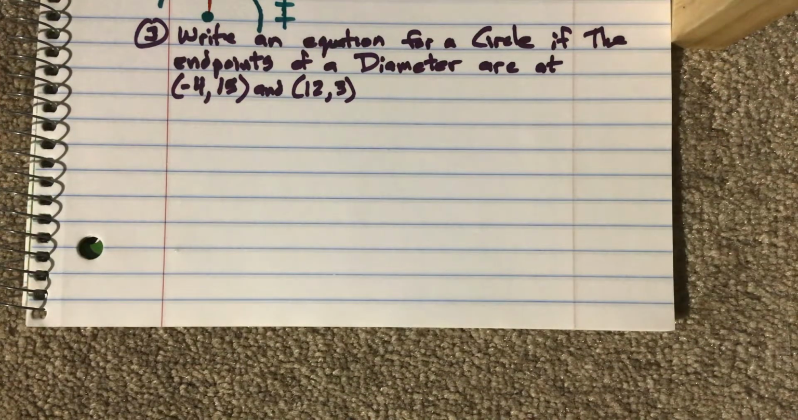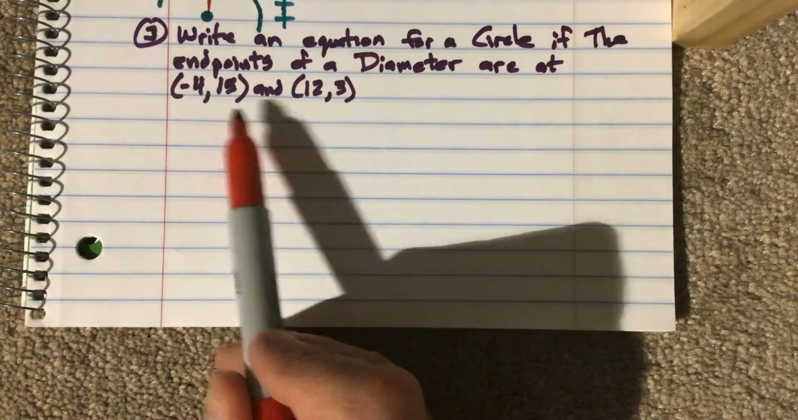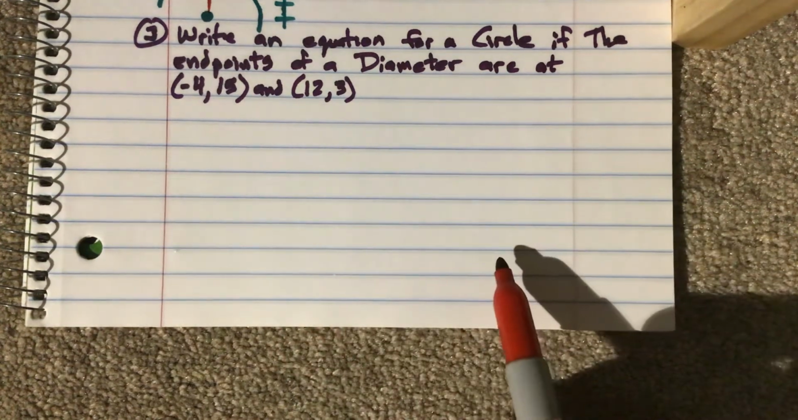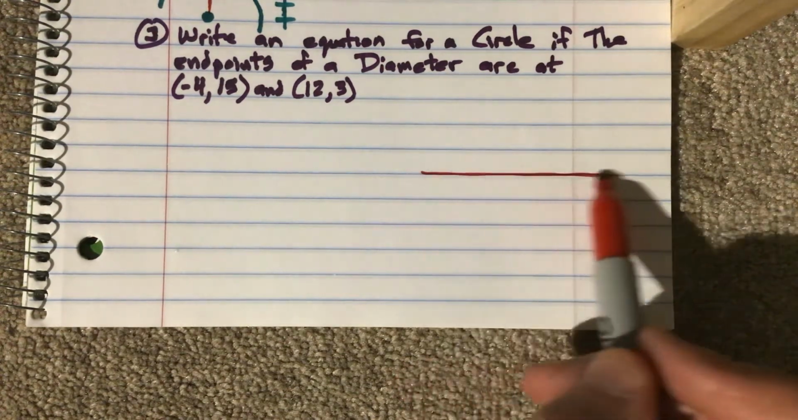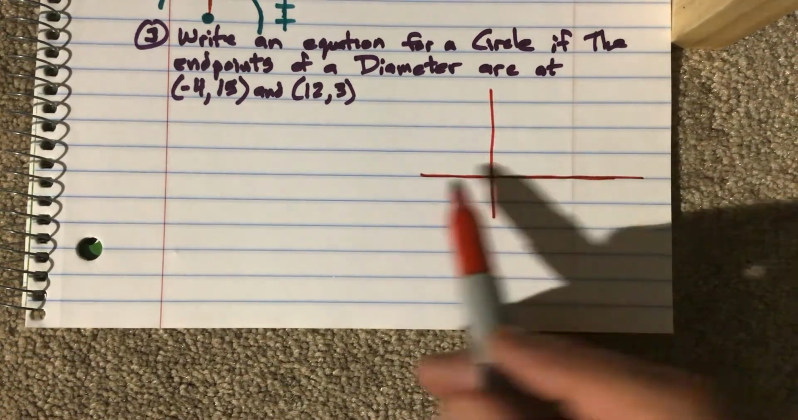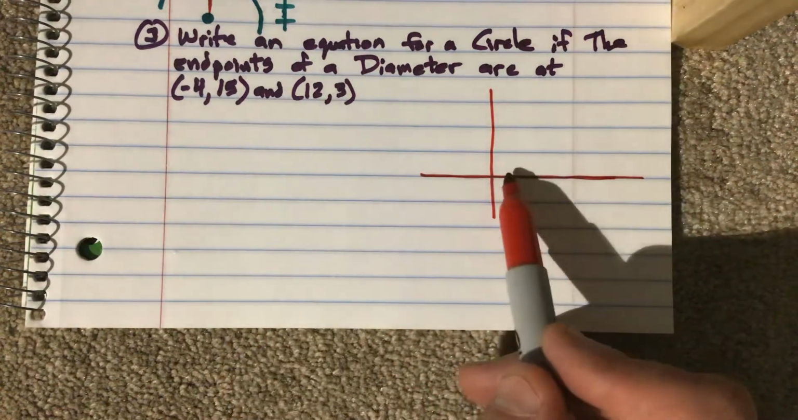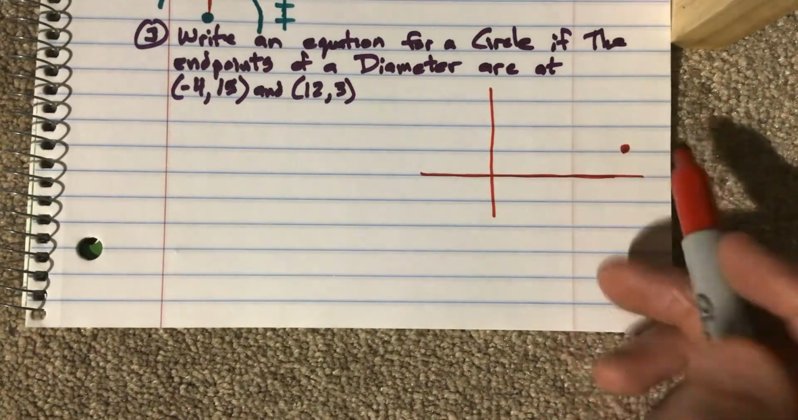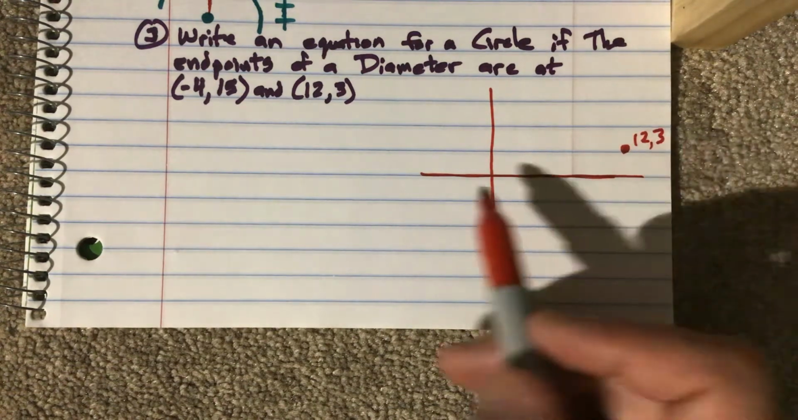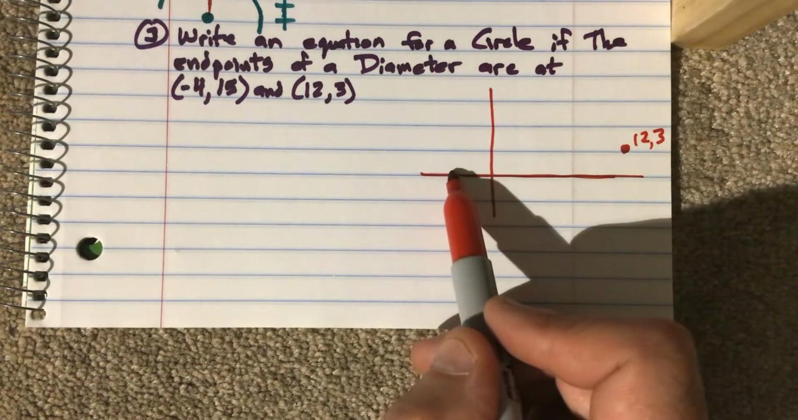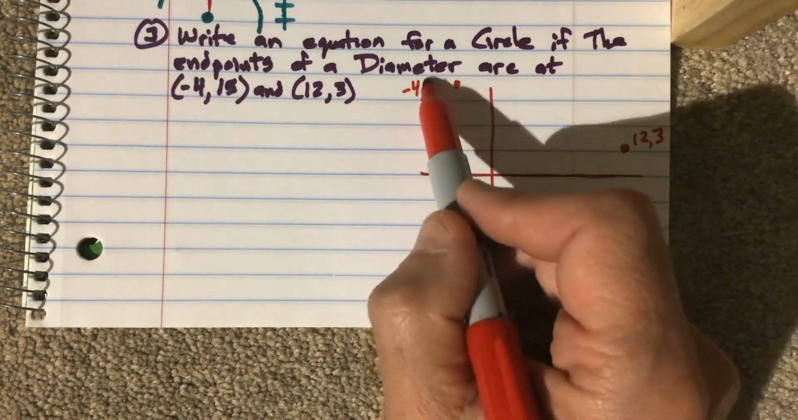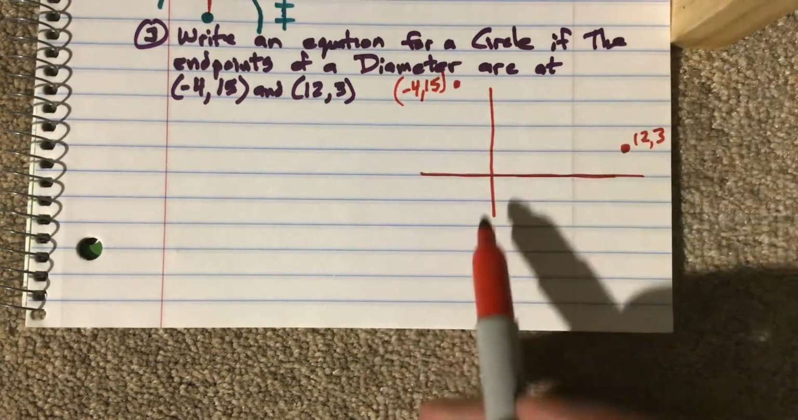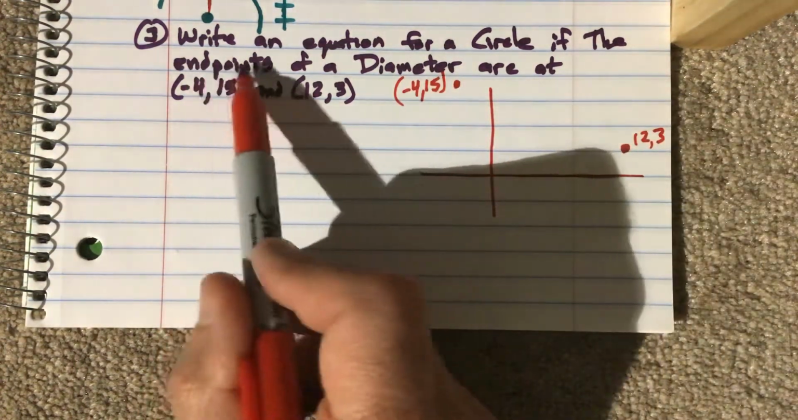Write an equation for a circle if the endpoints of a diameter are at (-4, 15) and (12, 3). So let's get a little idea of what that looks like. A little sketch always helps you to picture what's going on. We're not going to plot these exactly, but let's go over 12 and up 3. Call it (12, 3). And this would be (-4, 15). We'll put it right here. Again, this is just a rough sketch. And they're saying that those are endpoints of a diameter.